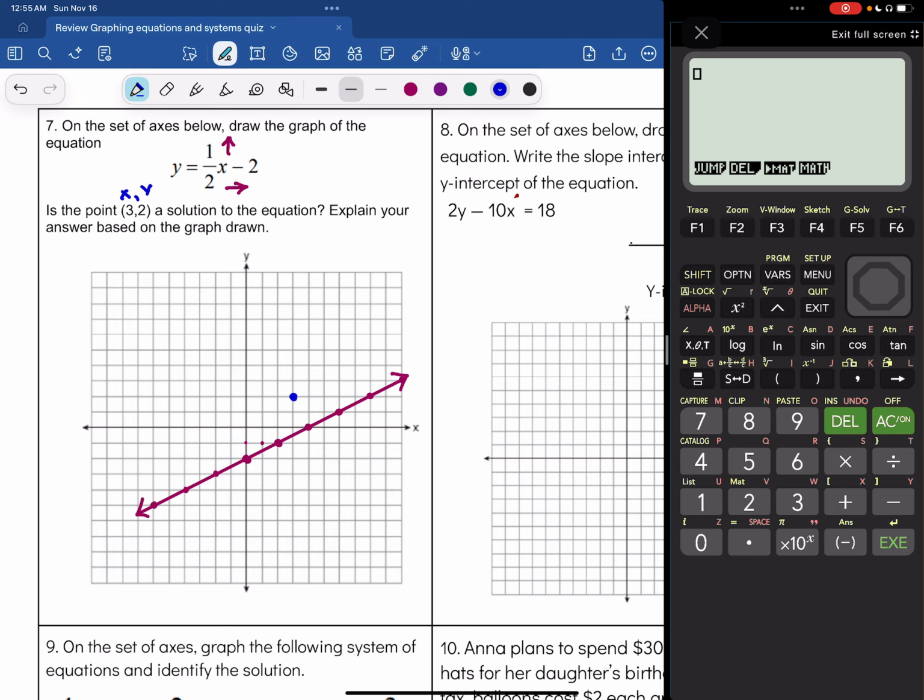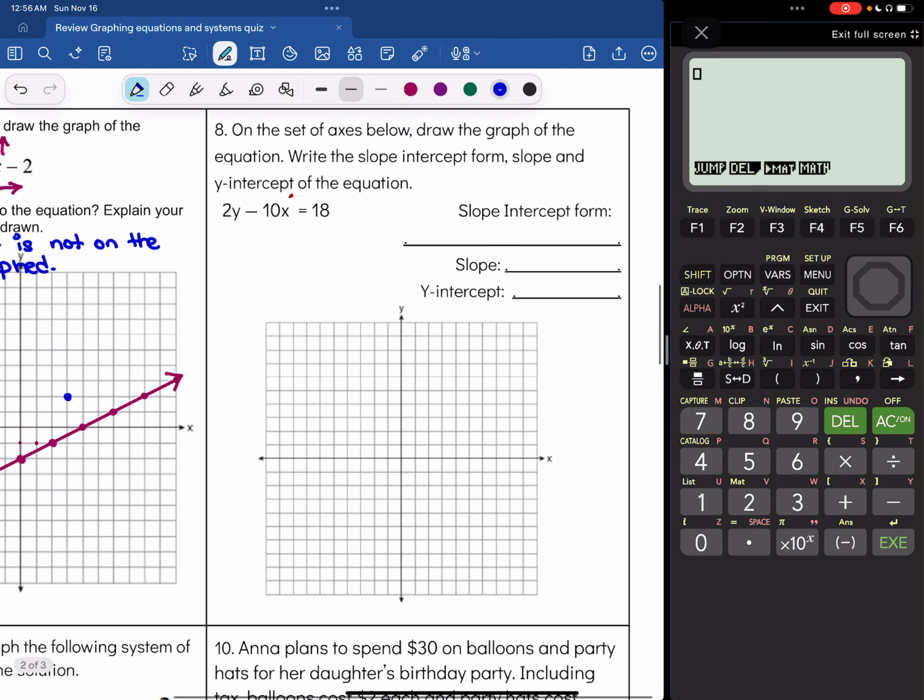So I'm just going to write that here. No, because it is not on the line that is graphed. Okay, cool. And that's it for that question.